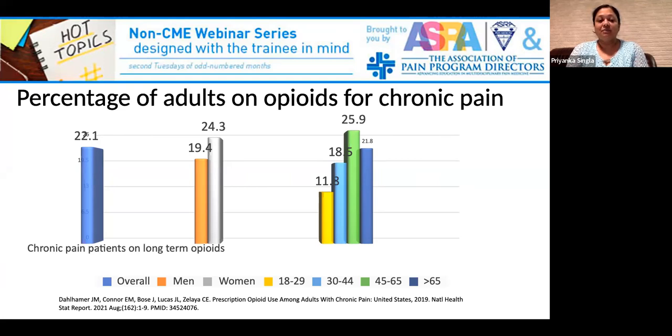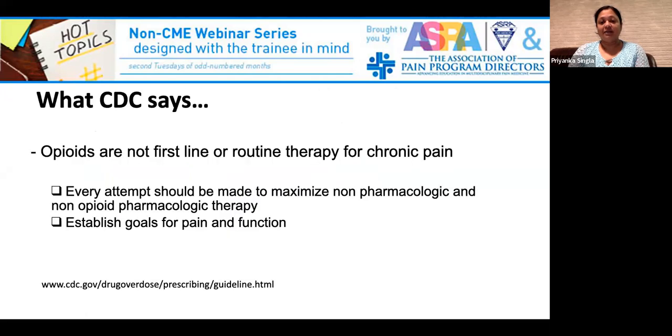And in terms of men and women comparison, women are more likely to be prescribed opioids if they have chronic pain. Chronic pain in this setting is defined as more than 3 months of pain, which does not include acute pain, active cancer treatment, end of life, and palliative care.